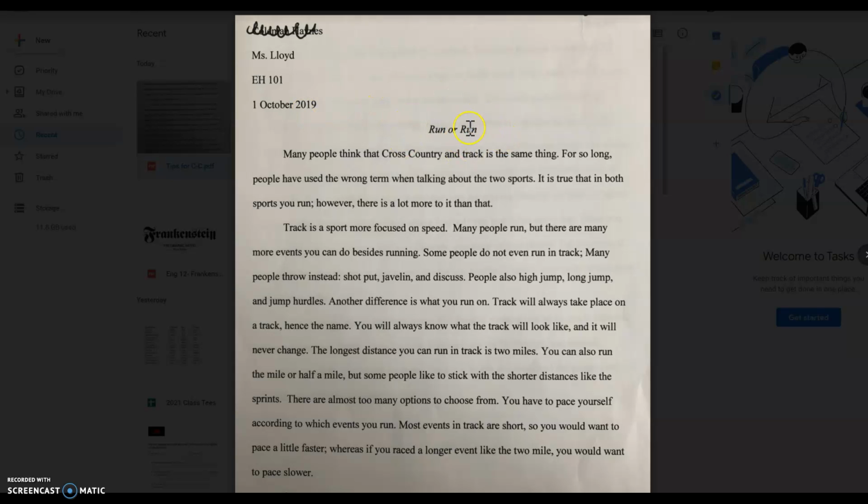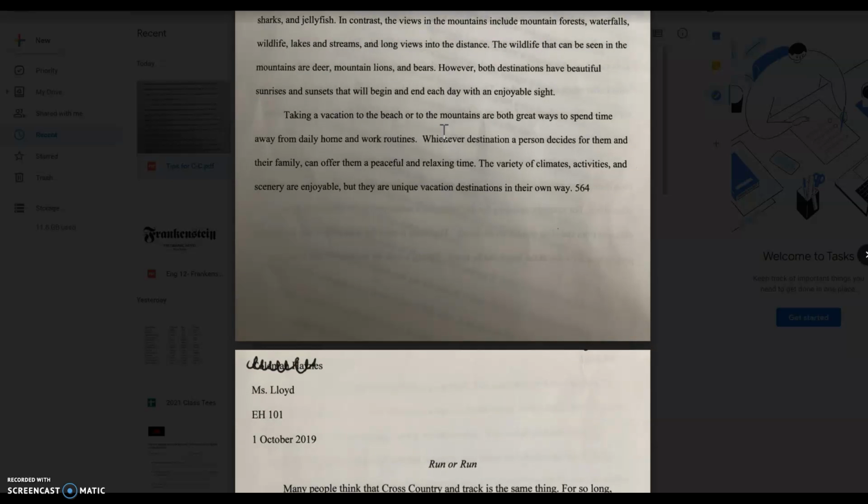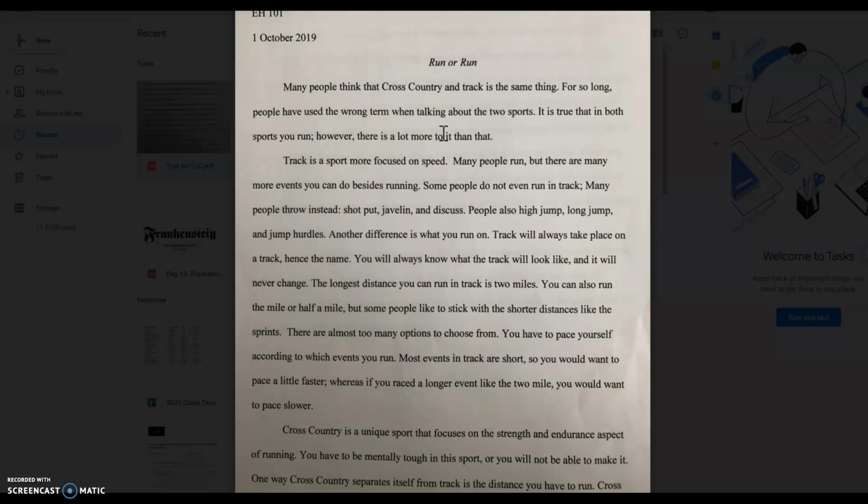And then with regular MLA, you don't ever do anything fancy to the title. It should be Times New Roman, 12-point font, no italics, no bold, no underline. Some of you are getting that wrong every single week, and the MLA should be the easiest 10 points that you're making every week on the essay.